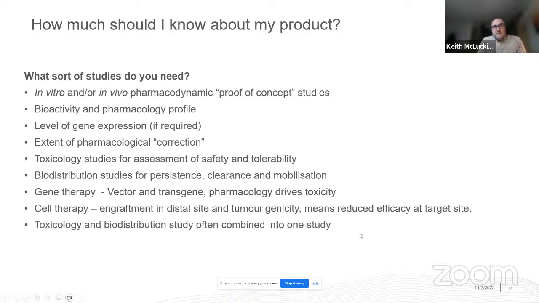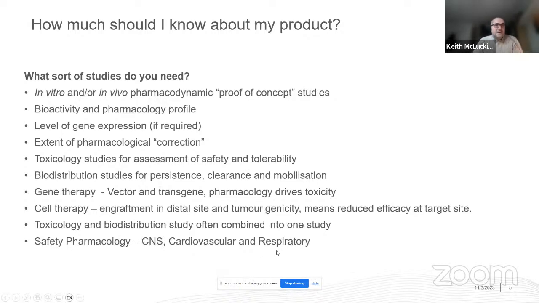So toxicology and biodistribution studies can often be combined into one study. So this realistically is going to be a 6-month study, and you want to get as much data out of this as you can. So think about that before you go to this stage, because you cannot really come back and repeat studies in this space.